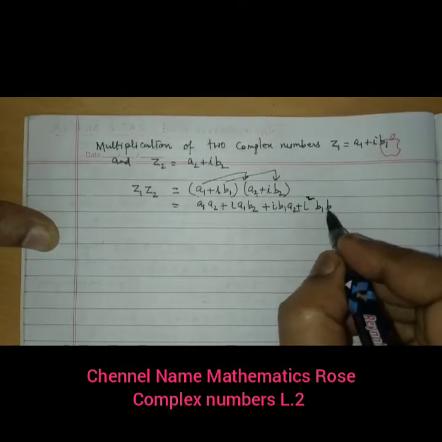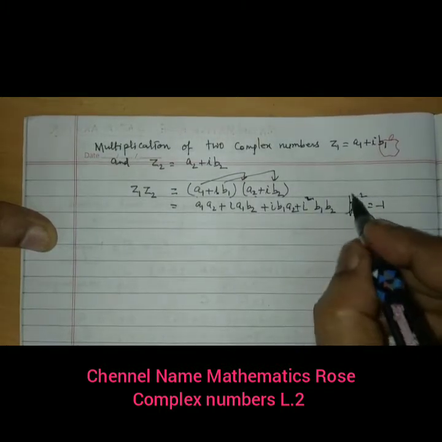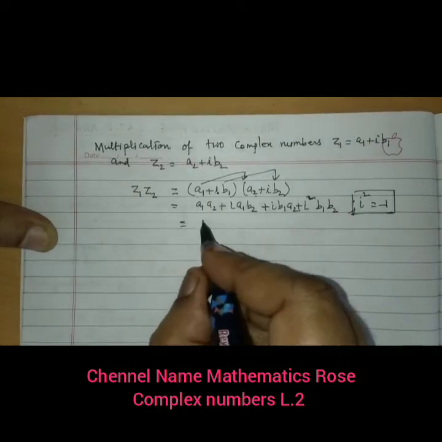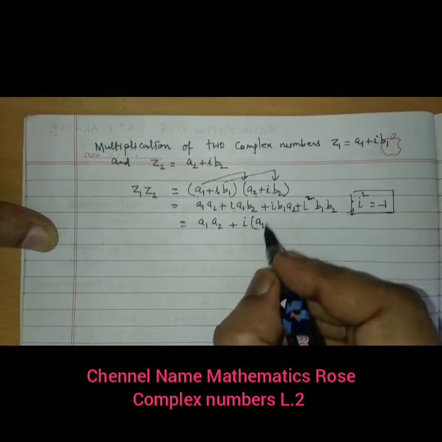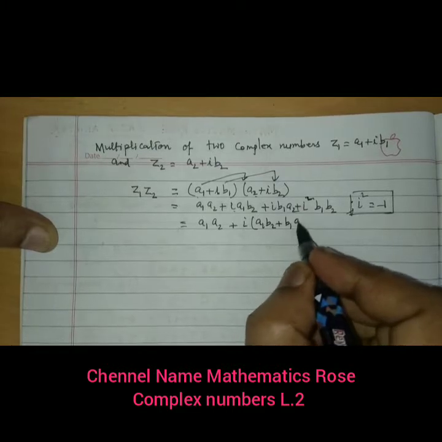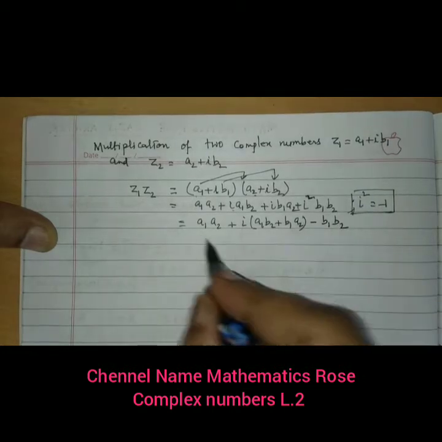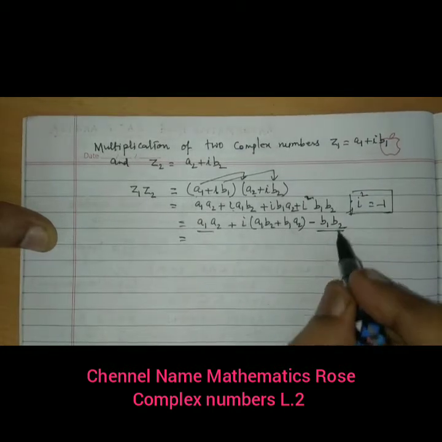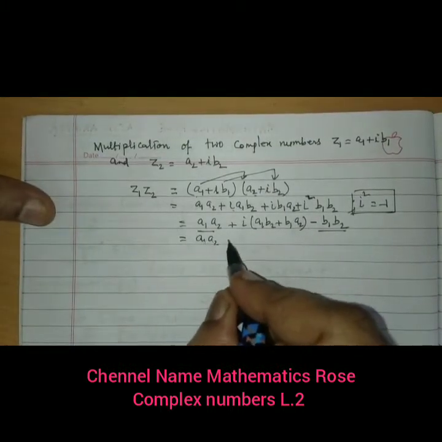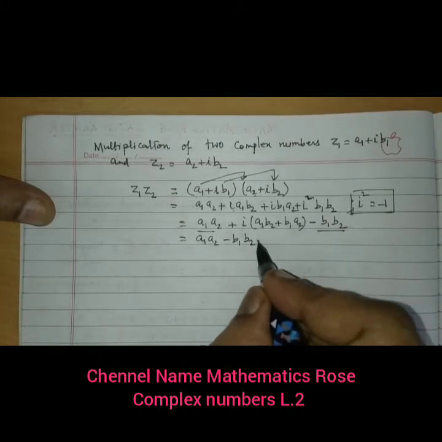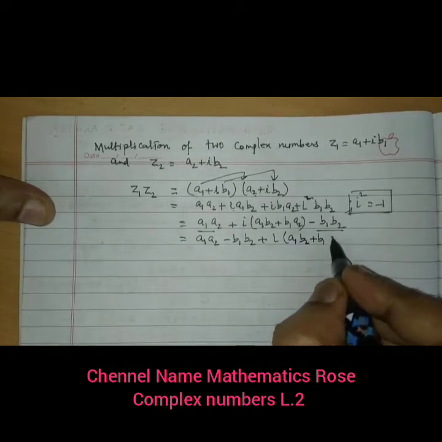As you know that i square is equal to minus 1. So here a1 a2, from these two we can take i common, so a1 b2 and b1 a2, and here in place of i square put minus 1, so minus b1 b2. So here these two parts in the last one both are real, so a1 a2 minus b1 b2 plus i(a1 b2 plus b1 a2).